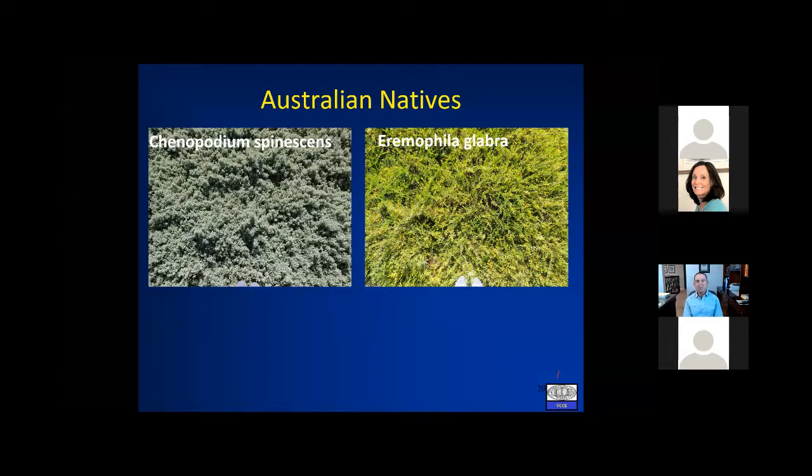But most of these plants are very drought tolerant if they're from the southwest part of, or the middle part of Australia, where it's drier. If they're from the northern part of Australia, where it's tropical, then drought tolerance is less of an option for some of those plants. But southwest and central Australia have some really good drought tolerant plants.